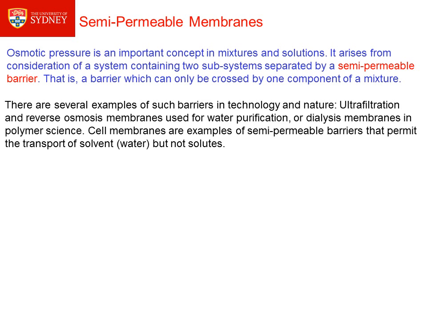Ultrafiltration and reverse osmosis membranes are used for water purification, or dialysis membranes in polymer science. Cell membranes are examples of semi-permeable barriers that permit the transport of solvent, that is water, but not of solutes.